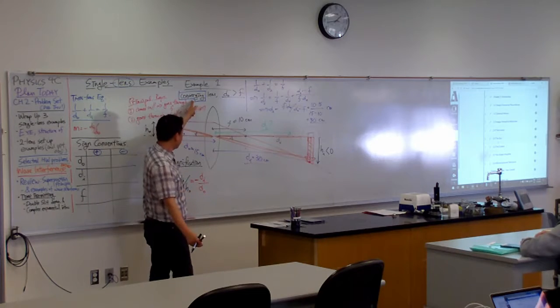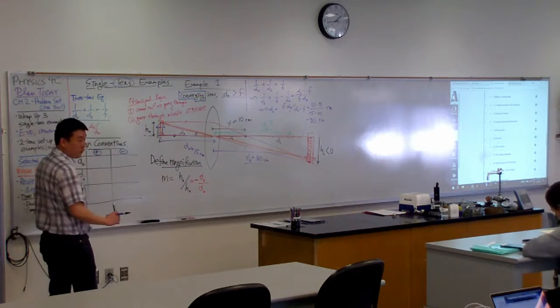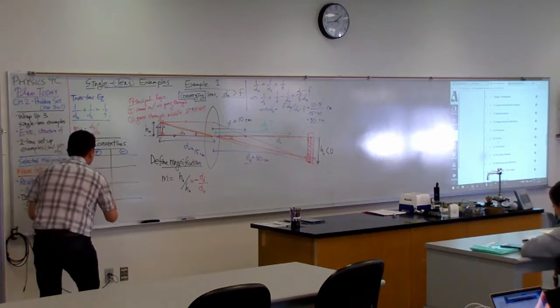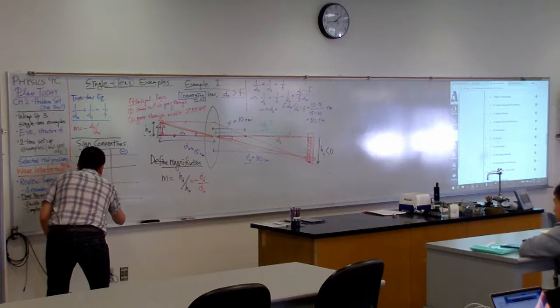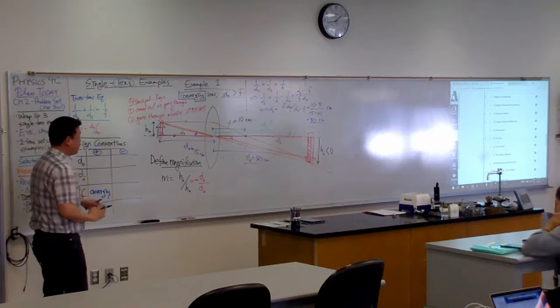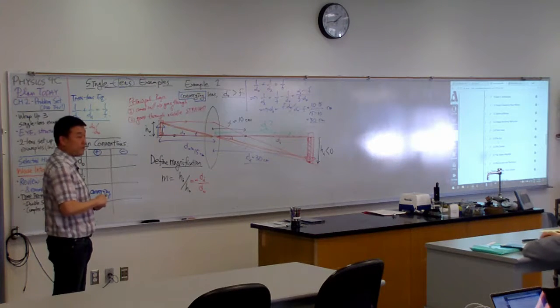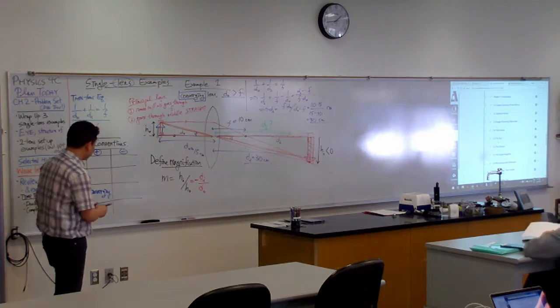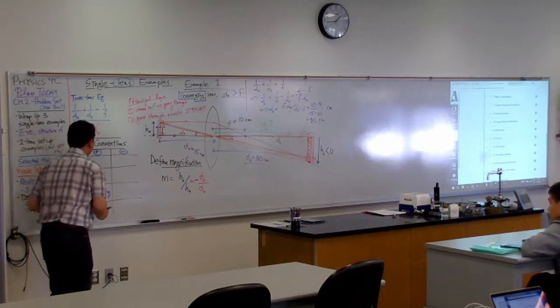Once you know it's converging, that gives you the sign of the focal length. So you get a positive sign whenever it is a converging optical element. This is true if it's a lens, true if it's a mirror. As long as it's converging, it's positive.